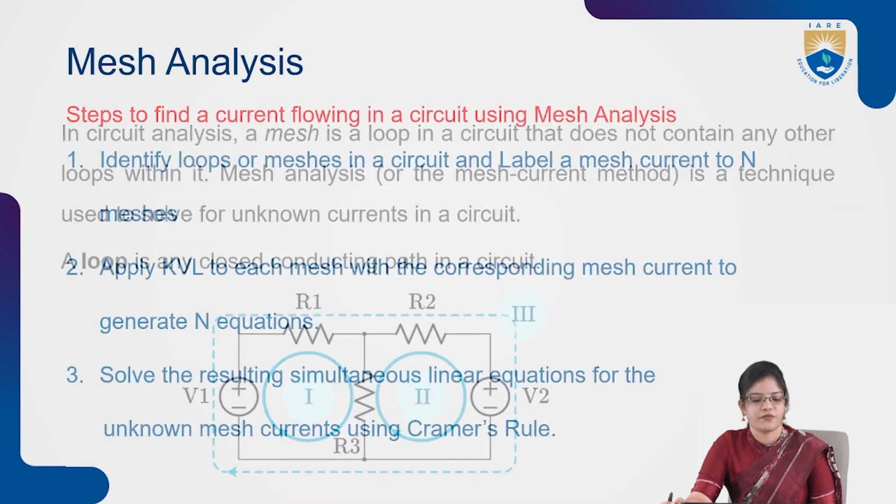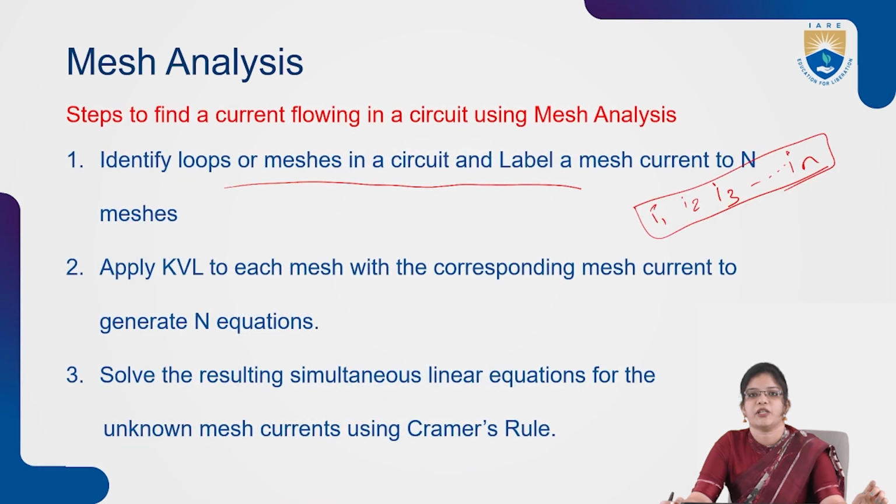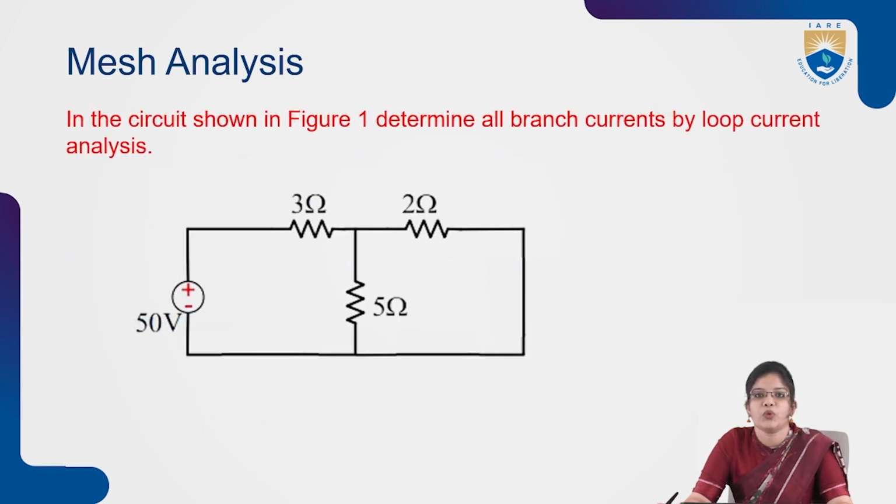So here are the steps. First, we identify the meshes in the circuit, then we apply KVL across each mesh, and we calculate the I1, I2, I3 currents using Cramer's method or scientific calculators. Now we will see the first example of how to calculate the mesh currents using mesh analysis.